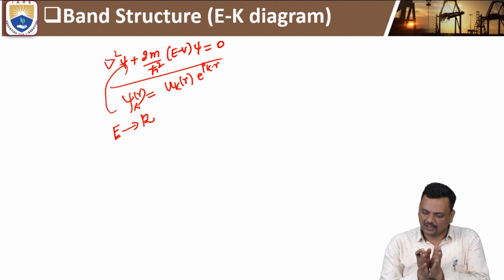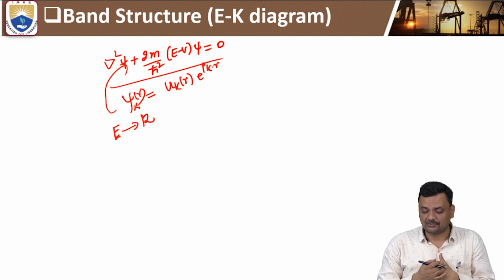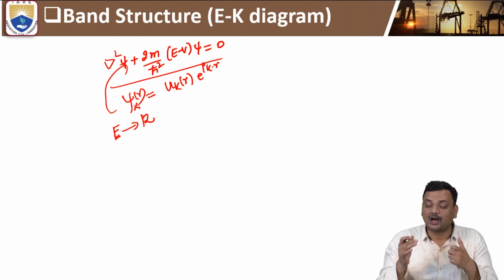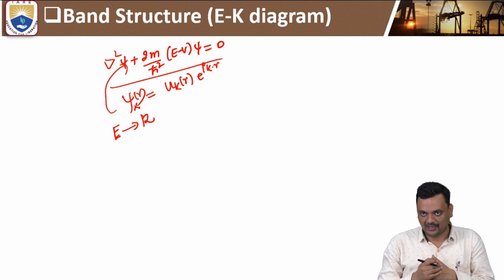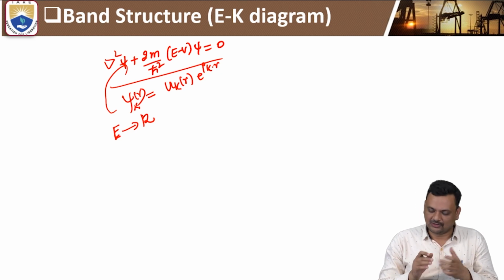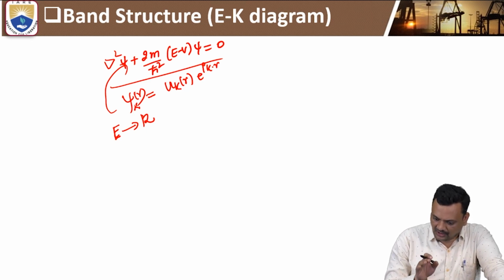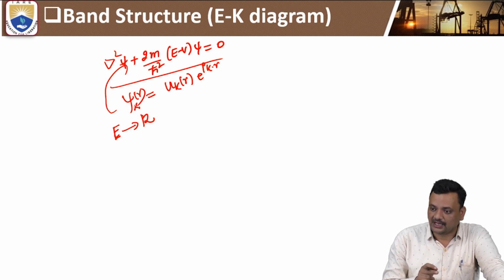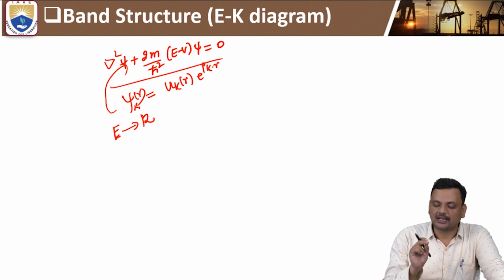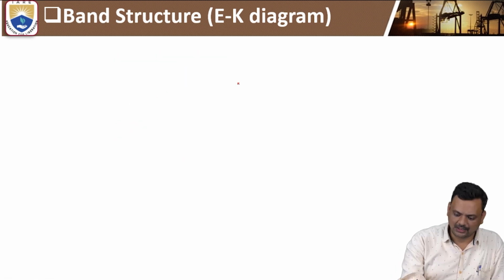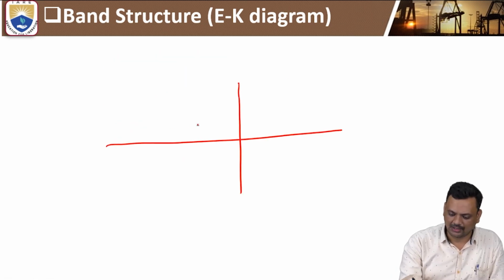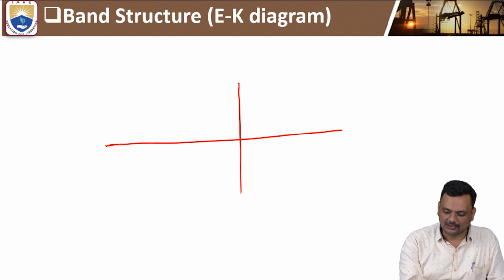So solving the Schrodinger equation, what will you get? You will get the allowed energy states. For any type of system, after solving the Schrodinger equation, you will get the allowed energy states, but those energy states will be periodic in k. So you will get available or allowed energy bands.